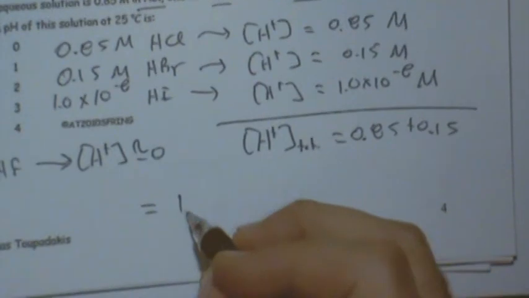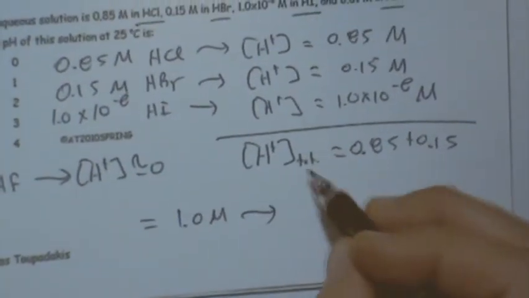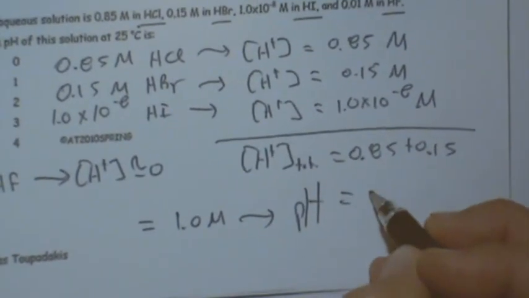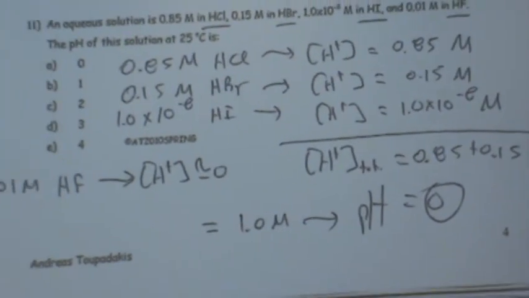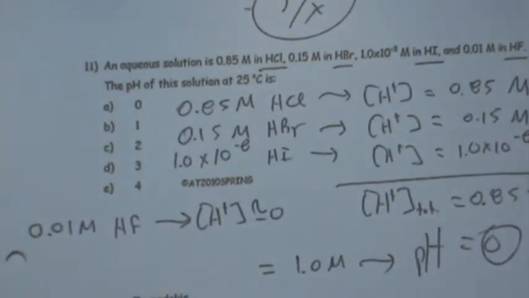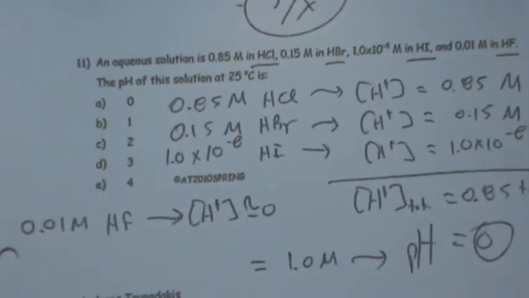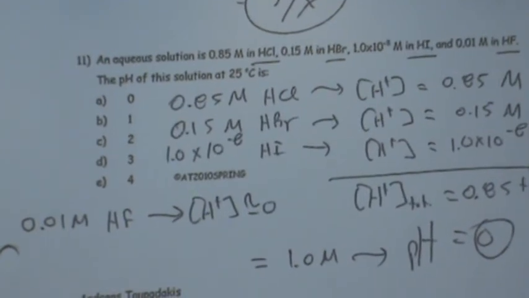So the concentration is 1, and therefore the pH comes to be 0. So there are problems that have 0 pH, right? pH can be 0.